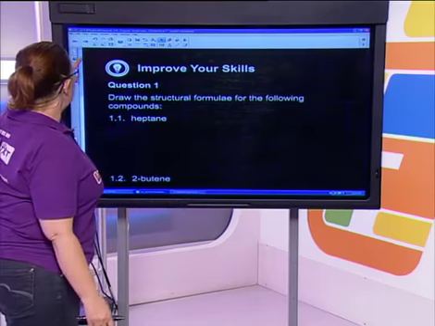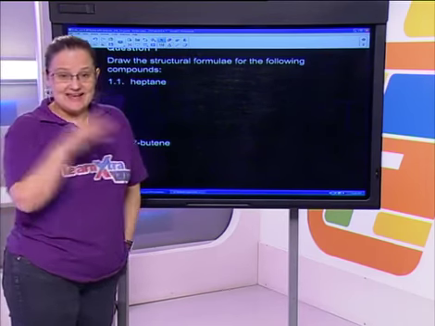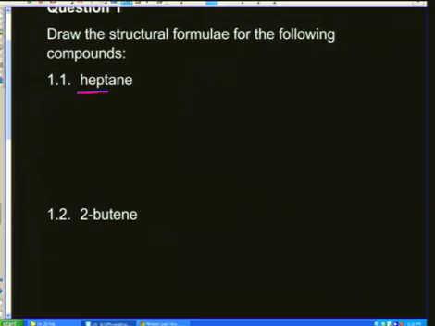Okay, so they ask you to draw the structure of heptane. The first thing we do is we recognize and we say, fine, hept means 7. So that means it's 7 carbons, but it's ane, 7 carbons with only single bonds between them. So I've got to draw 7: 1, 2, 3, 4, 5, 6, 7. But that is not the structure.